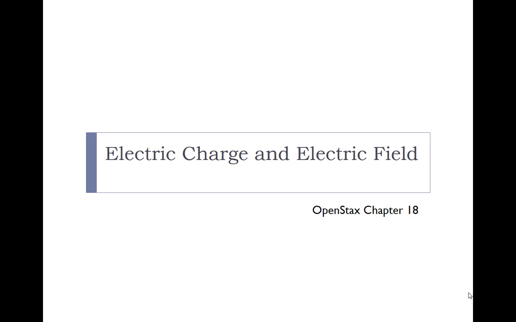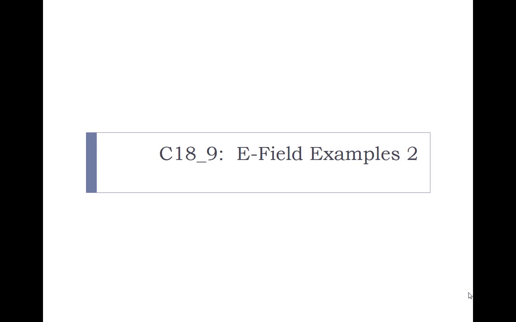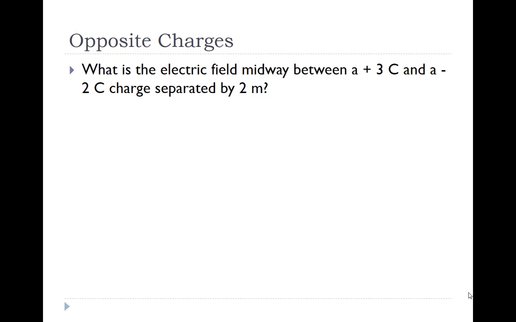Welcome to the final section in our unit on electric charge and electric field. In this section, we're going to do a couple more examples of electric field calculations. The first one involves a positive 3 coulomb and a negative 2 coulomb charge separated by 2 meters, and we want to know the electric field halfway in between them.